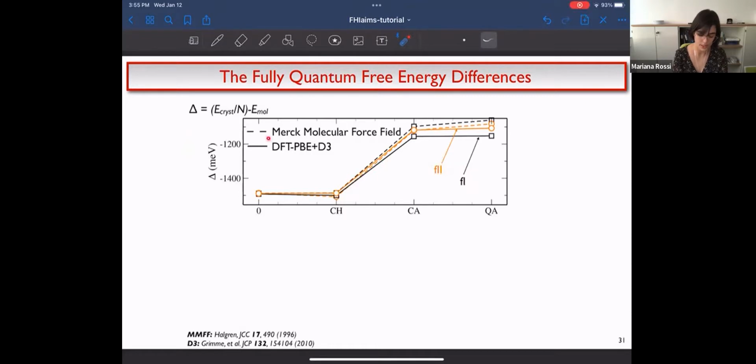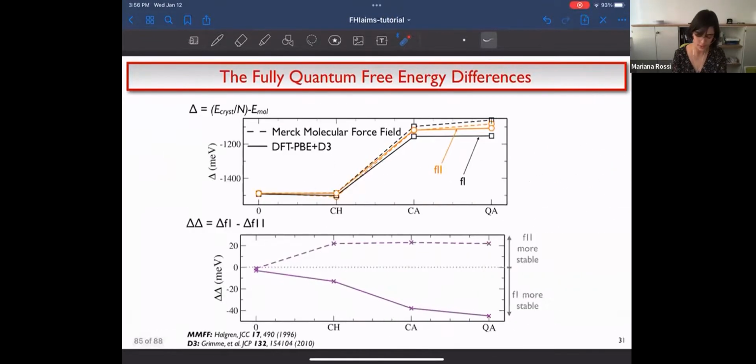And you see here, I have the force field in dashed lines and the DFT in full lines. If you look closer at this and you calculate the difference between form 1 and form 2, you see that in the force field, you have form 2 more stable than form 1, and in DFT, you get form 1 more stable than form 2, and it gets more and more stable as I add these corrections to my free energy. This happens to be consistent with the experiment, in which form 1 is indeed more stable than form 2.